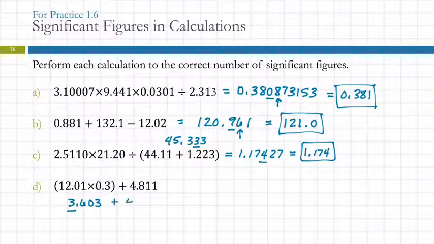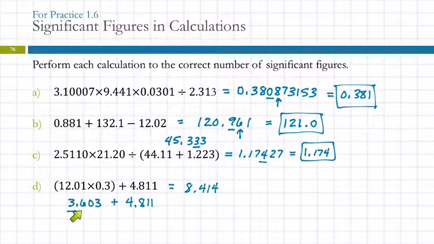Now I'm adding 4.811. So I'll just go ahead and add that on my calculator. And the answer is 8.414. But in adding, I look at the fewest number of decimal places. So when this number is rounded, how many decimal places? 0. It ends in the ones place, right? This one has 3. That's nice and everything, but there's uncertainty in the ones place.